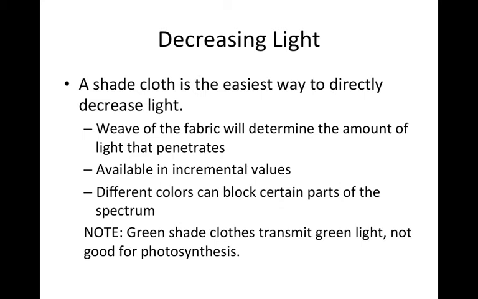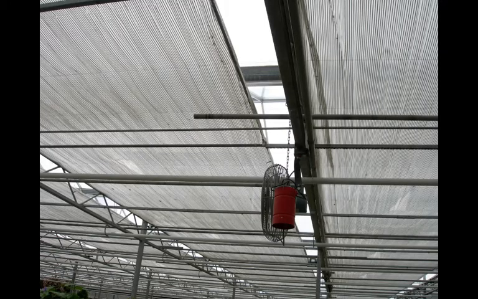Different colors can block certain parts of the spectrum, such as a blue shade cloth blocking all colors except for blue and transmitting only blue light. It's important to note that green shade cloths transmit green light, which is not good for photosynthesis, as red and blue light are more photosynthetically active. Here's an example of an automated shade cloth system in a greenhouse.